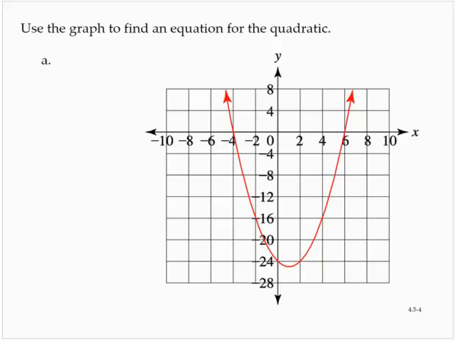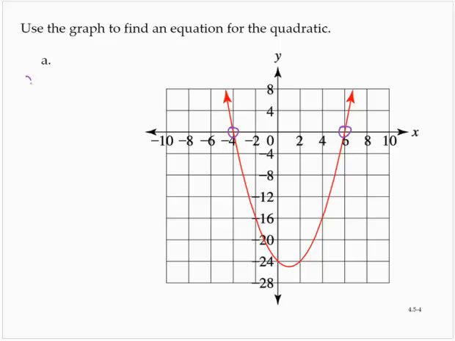Use the graph to find an equation for the quadratic. If we have the x-intercepts of the quadratic, it can be very easy to find most of the equation of the quadratic. So I notice here that the quadratic has x-intercepts at -4 and +6.